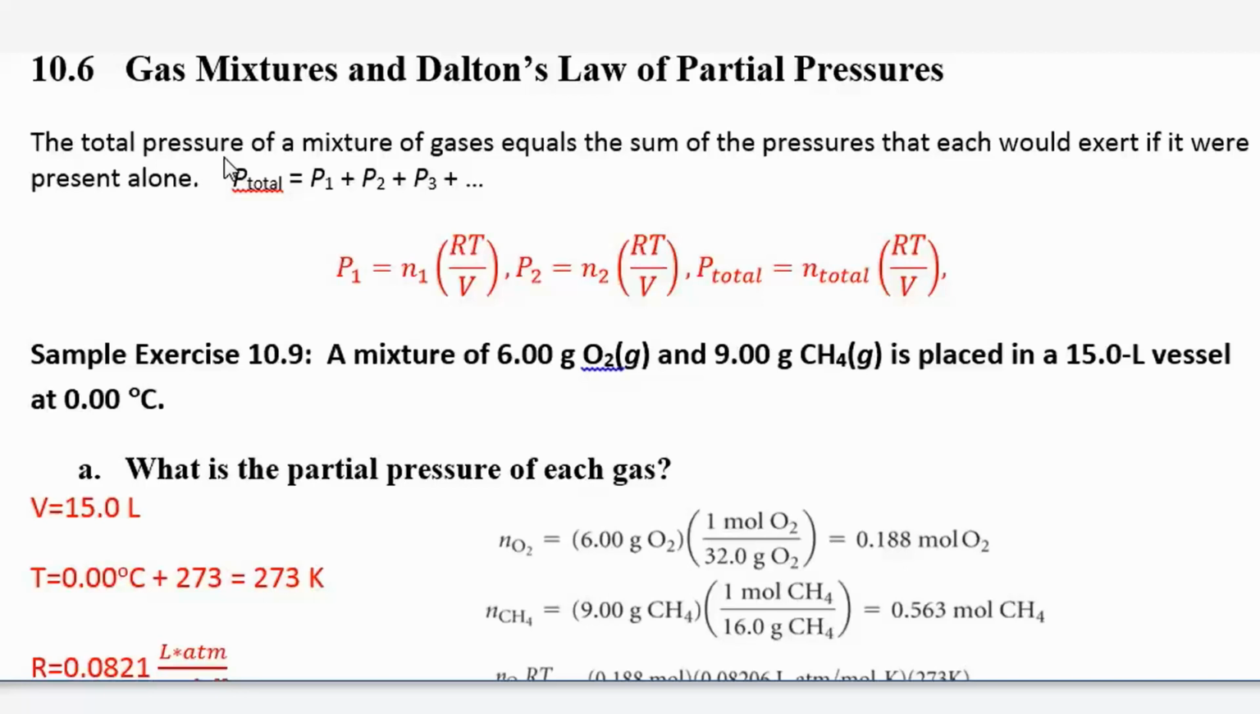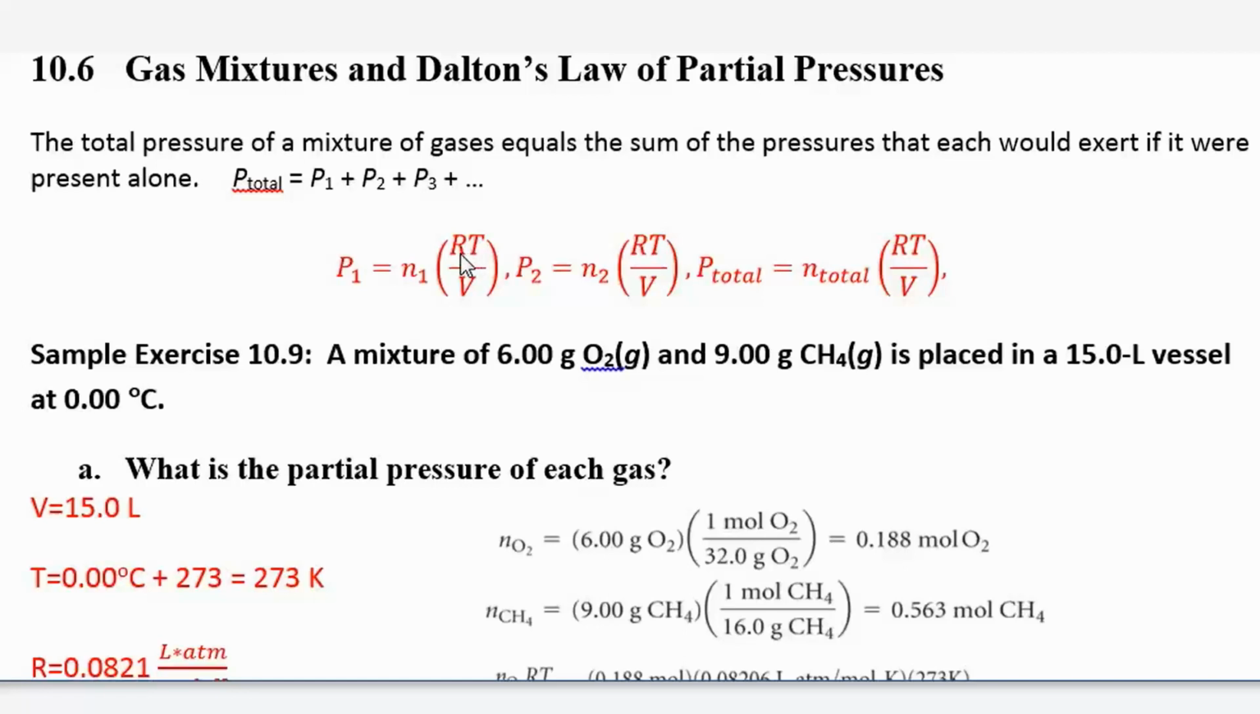Whatever pressure each gas would exert if it were present alone. So P total is just equal to P sub 1 plus P sub 2 plus P sub 3. Those just mean gas 1, gas 2, gas 3. Whatever the pressures are of each of those gases, add them all up and you get the total pressure. Another way to write that: if you wanted to calculate the partial pressure of just one of those gases, it's going to equal the moles of that one gas times RT over V.